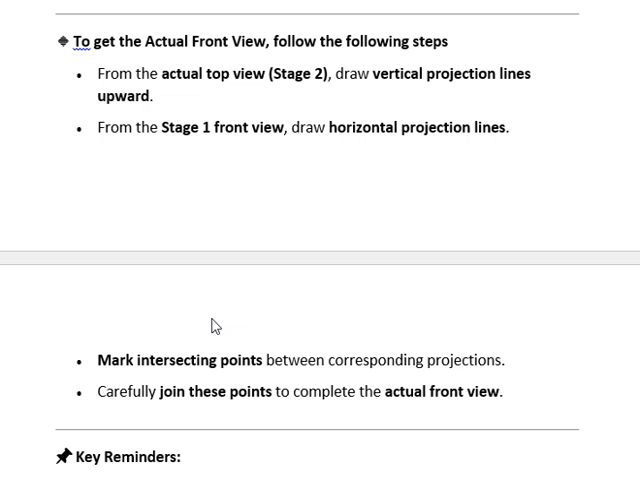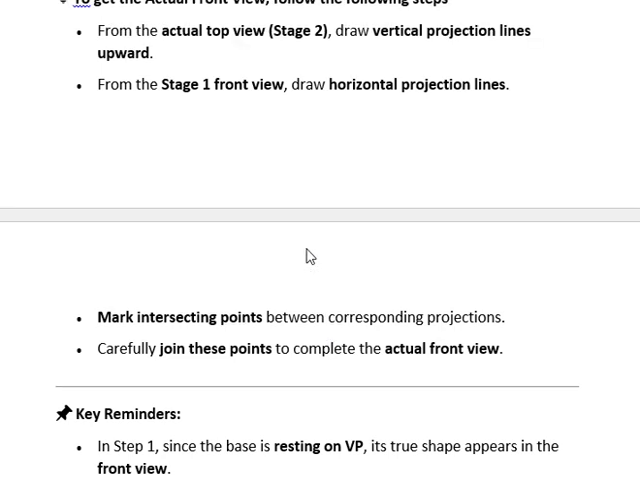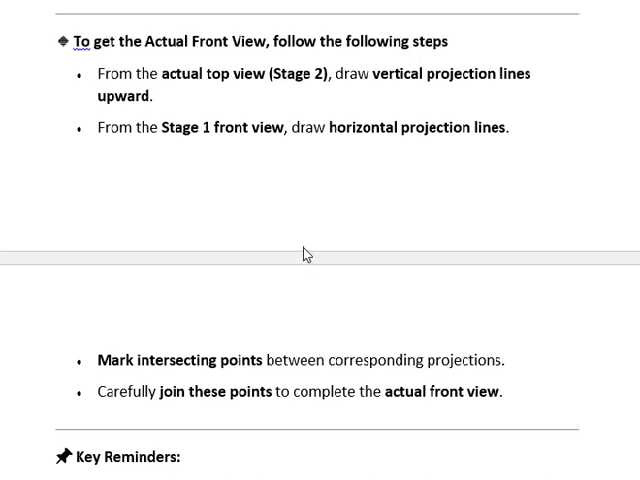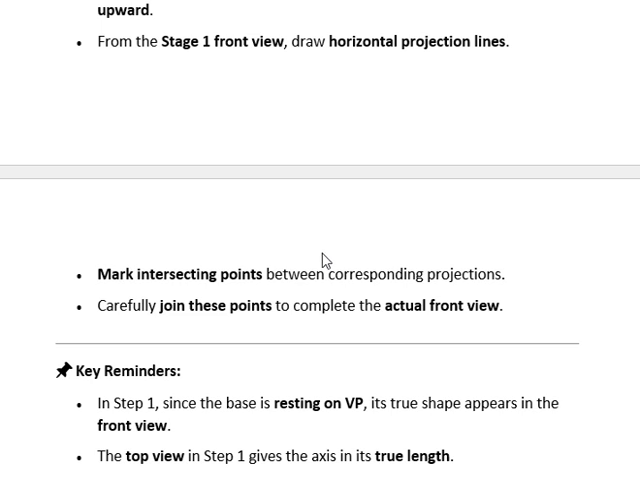The vertical projection lines and horizontal projection lines will be intersecting. Those points we have to mark. Then finally carefully join these points to complete the actual front view. In stage 2, whatever shapes we have got in front view and top view, that is above XY and below XY, that is the actual view of the object based on the given problem. So this step-by-step procedure we have to follow for solving problems in projection of solids.